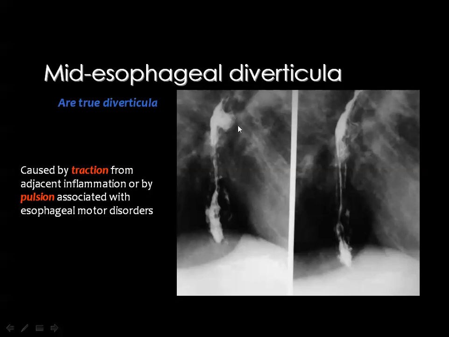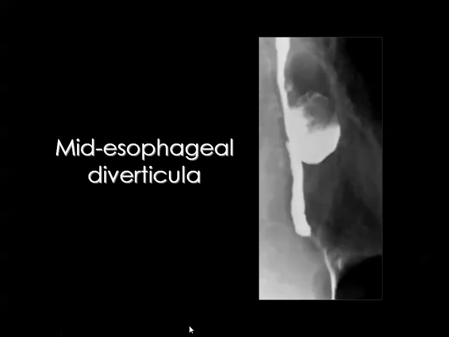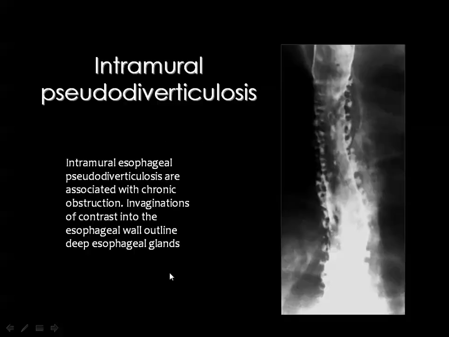Pulsion diverticuli are due to increased intraesophageal pressure, and the traction diverticuli are caused by traction on the esophageal wall, usually by inflammatory lymph nodes in the mediastinum. And this is an example of a mid-esophageal diverticulum, which is a true diverticulum containing all three esophageal layers, and the traction diverticulum from fibrous adhesions by lymph node infection, which are usually secondary to TB. This is also an example of a mid-esophageal diverticulum.